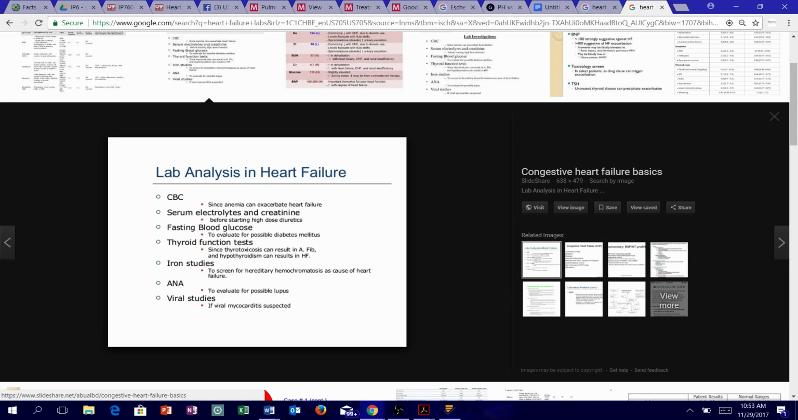Heredity. All right, let's talk about this hemochromatosis case, the first case real quick. Okay, so maybe a BNP.